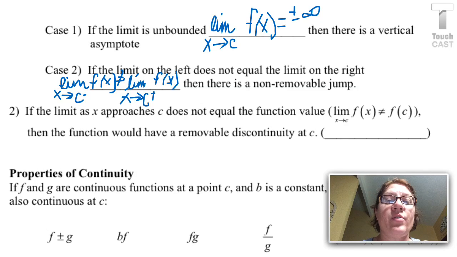Jump! Oh, sorry, just kidding. That's a different, that's a discontinuity. I remembered what I was talking about.